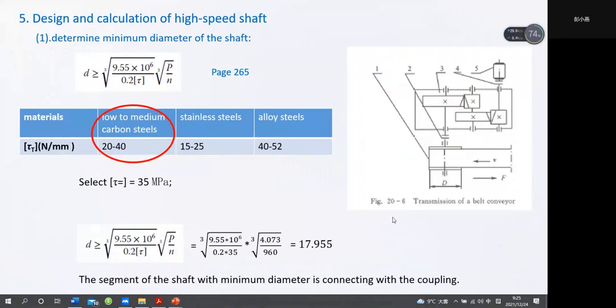The shaft segment with the minimal diameter is connected with the coupling. A half coupling is mounted on this shaft segment, and on this segment there is a key. The key may weaken the shaft, so the diameter should be larger than the calculated minimal diameter, usually 10% larger. Okay, you can choose 10% larger.